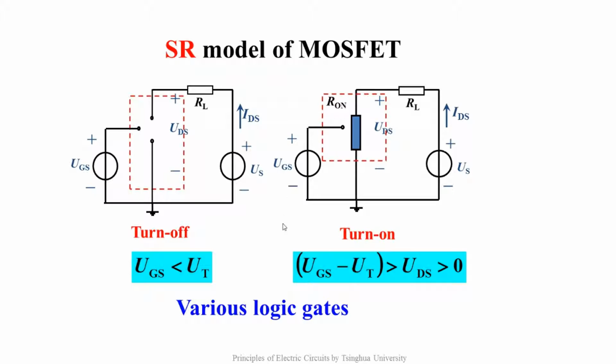In the previous lecture on the MOSFET circuit model, we have mentioned that when the MOSFET is applied in the digital circuits, its SR model should be applied. In other words, when the MOSFET is turned on, it's equivalent to a resistor between its drain and source terminals. Next, we will analyze how these logic gates realize their designed logic functions with this model.